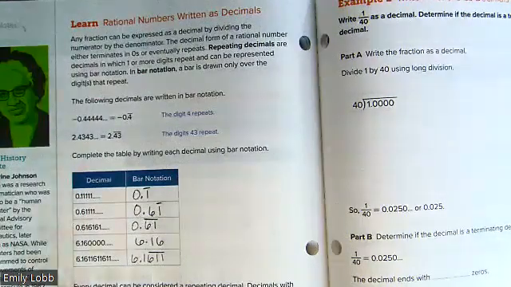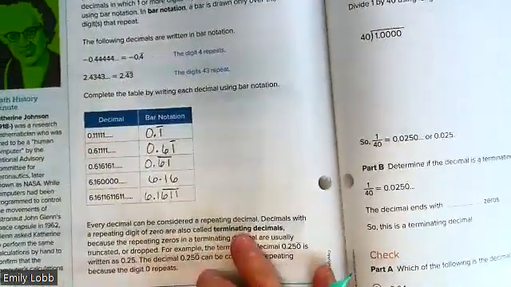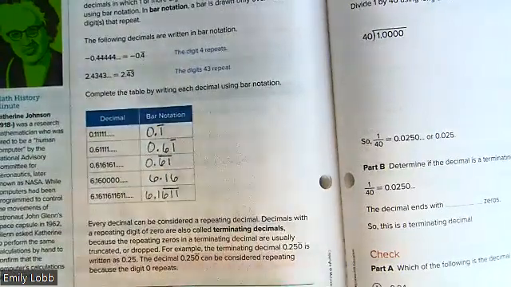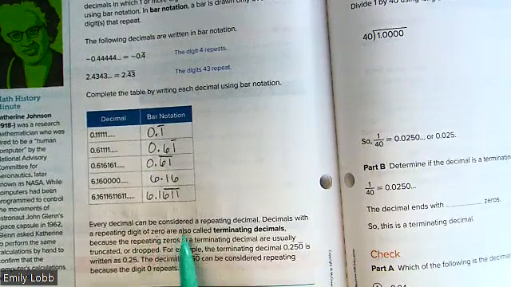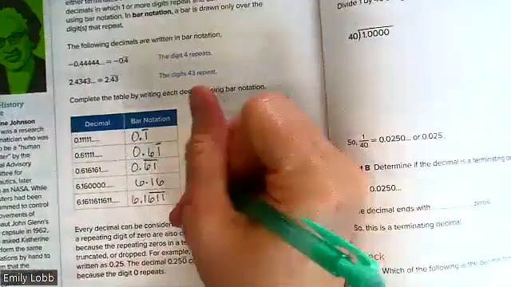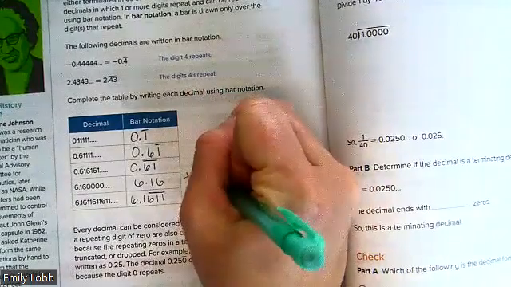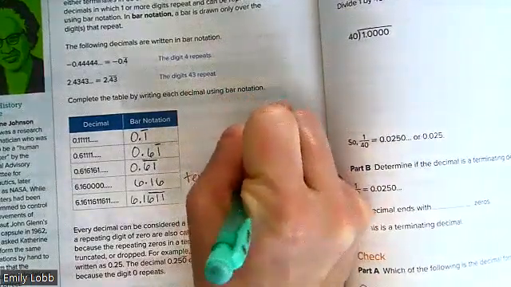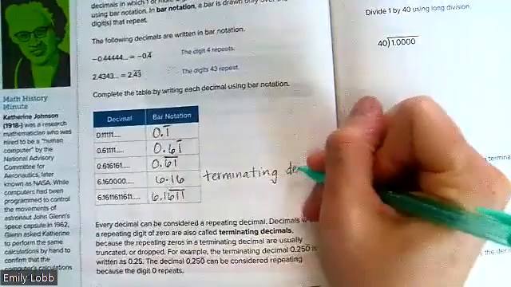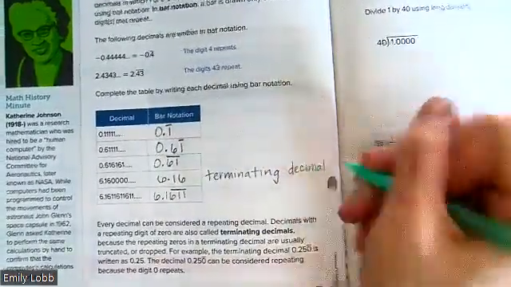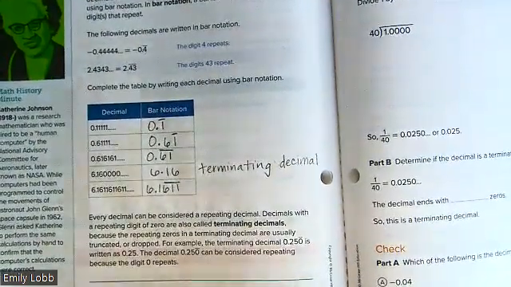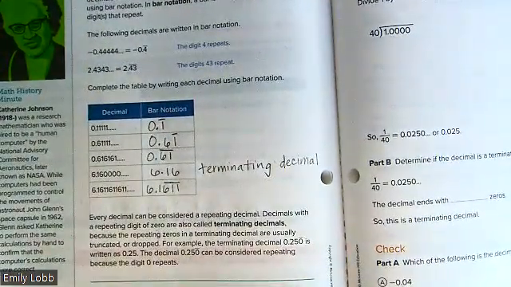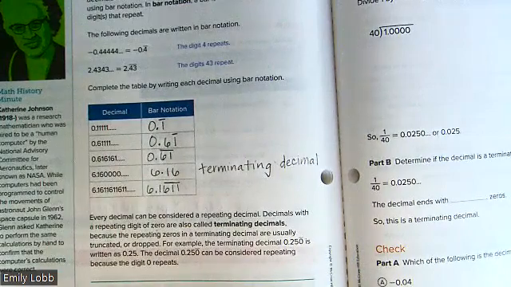All right. So every decimal can be considered a repeating decimal. Decimals with a repeating digit of 0 are also called terminating decimals. So this is a terminating decimal, because the repeating zeros in a terminating decimal are usually truncated or dropped.